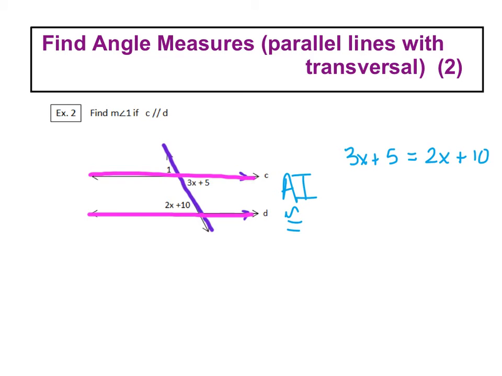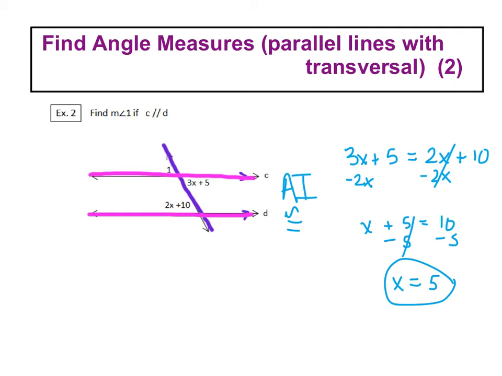So first get your x's on the same side. So we'll subtract 2x over there. That leaves us with 1x plus 5 is equal to 10. And then to get the x alone, we can subtract 5. So x equals 5.